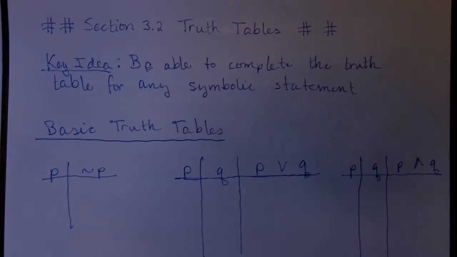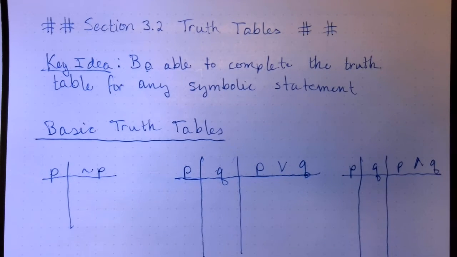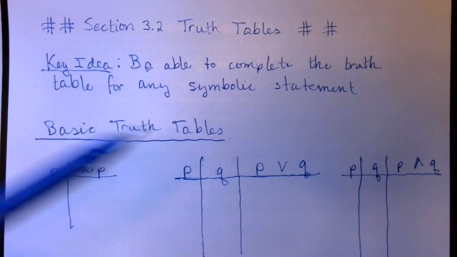And a truth table makes it really clear what the relationship between the components and the compound statement truth value is. So let's look at a few examples of these truth tables for compound statements. Okay, so at the end of this video you should be able to complete the truth table for any symbolic statement.